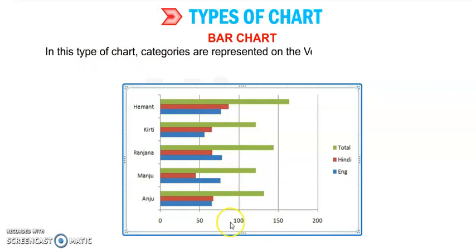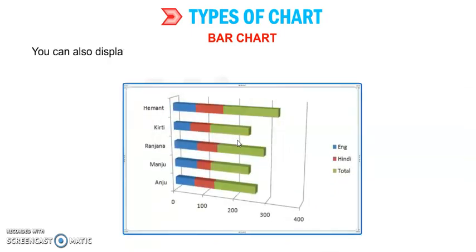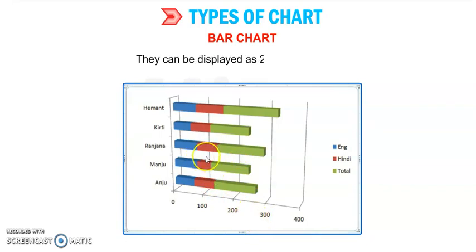In this type of chart, categories are represented on the vertical axis and values are represented on the horizontal axis. And you can also display the bar chart in stacked form like this to understand the relationship between different entities. They can be displayed as 2D or 3D graphics.